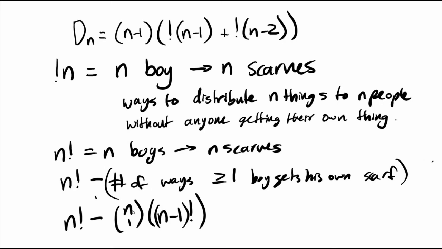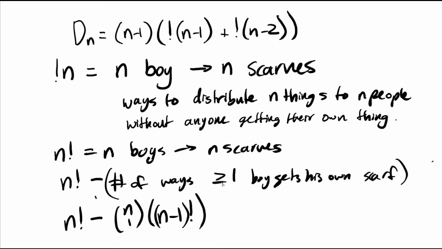And since there are n boys, this equation sort of includes all the cases in which a certain boy got his scarf back and the scarves are randomly arranged with the rest of the boys. However, this case sort of overcounts the case in which two of the boys get their scarves back, and the rest don't get their scarves back.